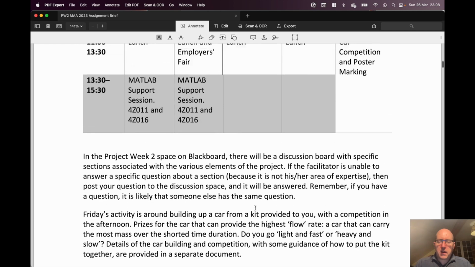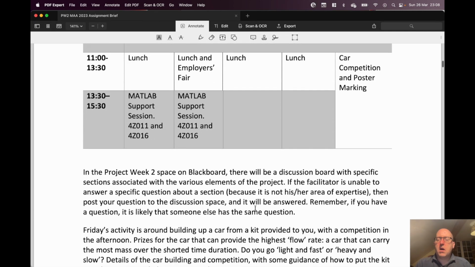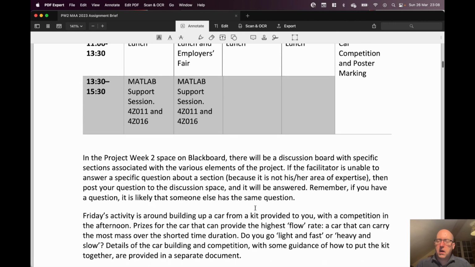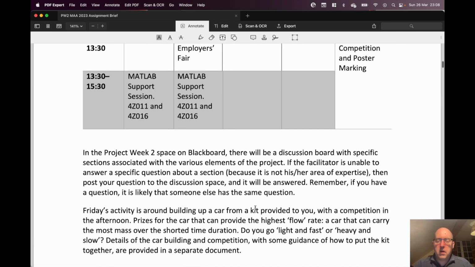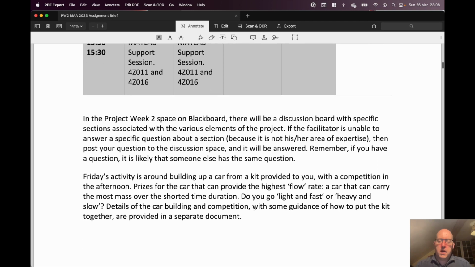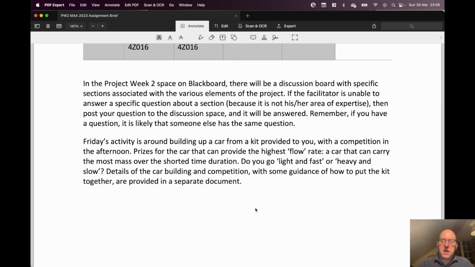And Friday's activity, like I said, there's a kit provided to you. If you've not collected your kit yet, then you can go down to the workshop, the machine shop area, and there'll be kits available there to pick up. It's one kit per group, and there's a competition at the end of the week. This doesn't feed into the actual activity. There's no mark associated with it, but there are prizes available. And the idea is that you build a little vehicle that follows this activity.